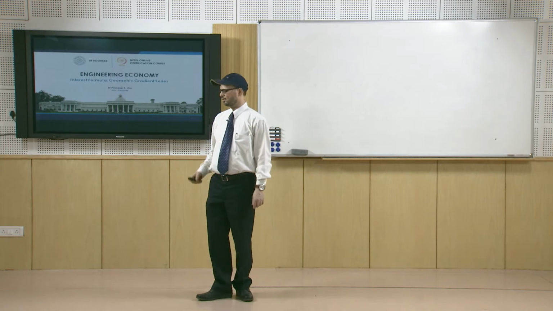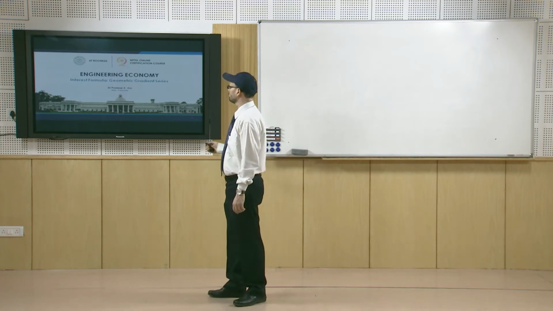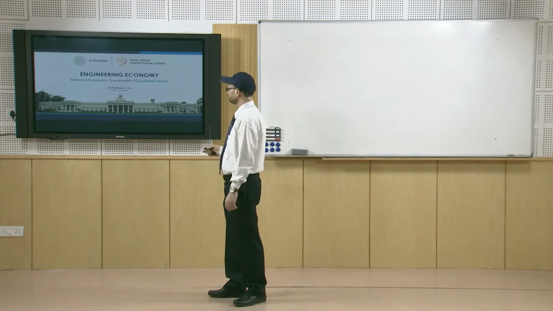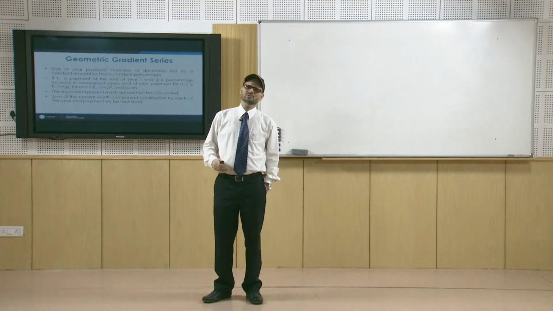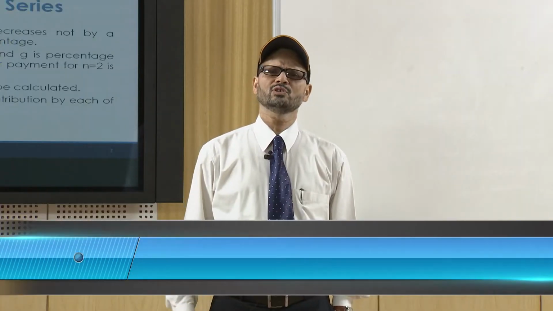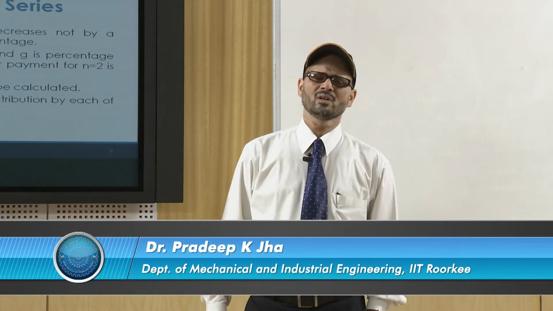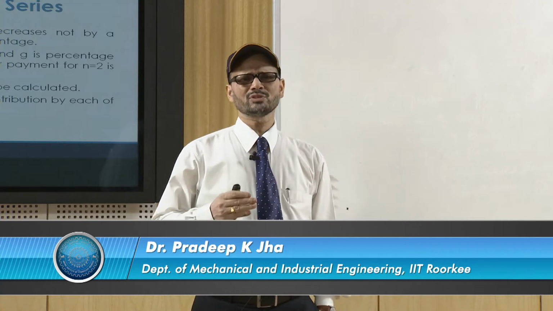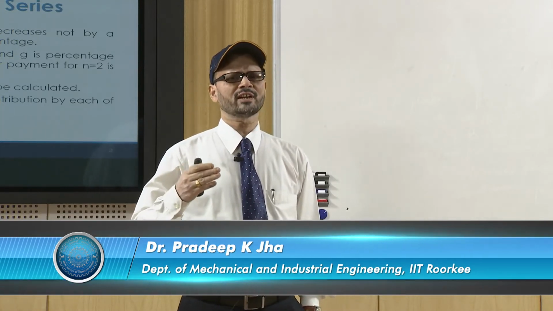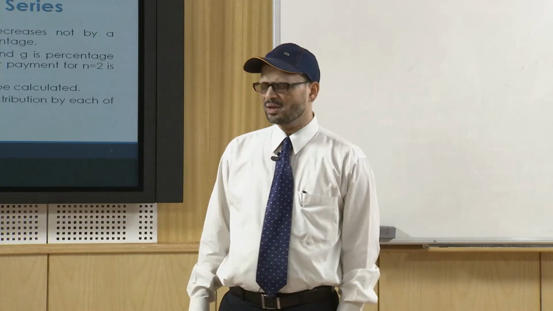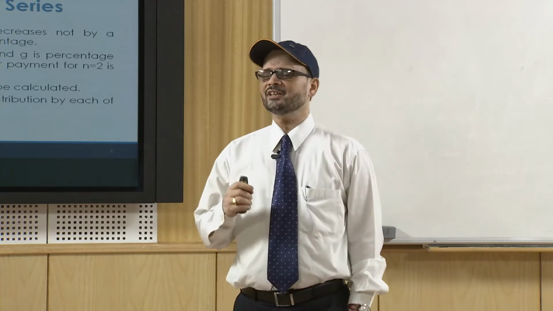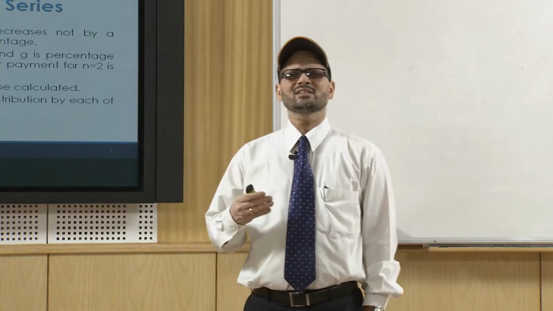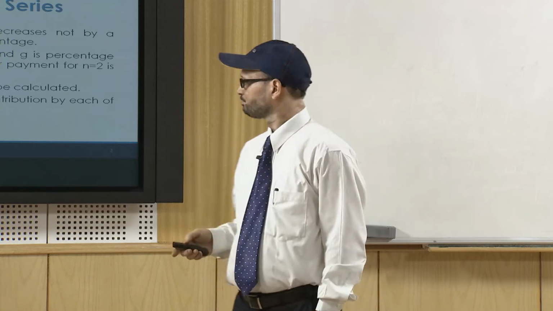Welcome to the lecture on interest formulas for geometric gradient series. So, we have earlier discussed the interest formula for uniform gradient series factors, where the amount paid in subsequent years increases or decreases by a constant amount, but many a times the change is as a percentage. So, this is known as a geometric gradient series factor.